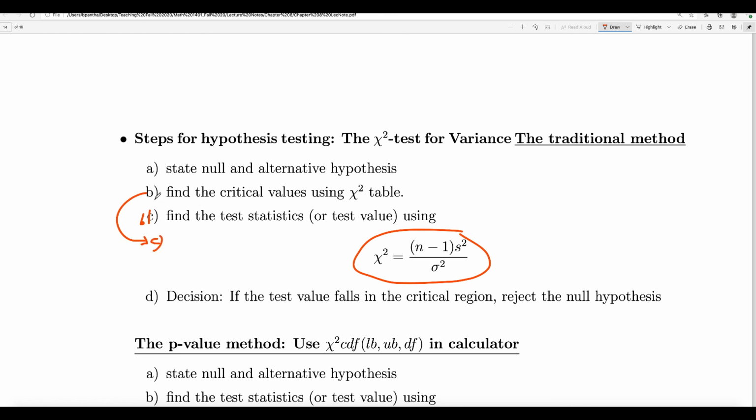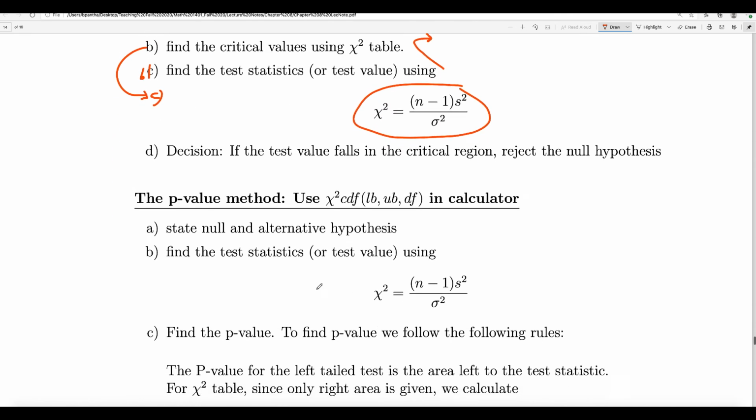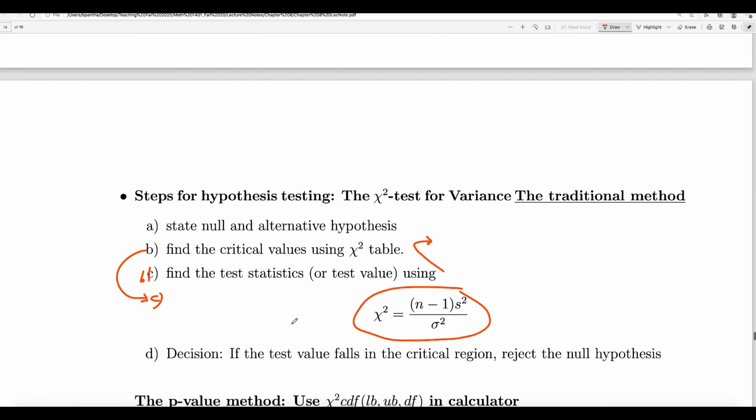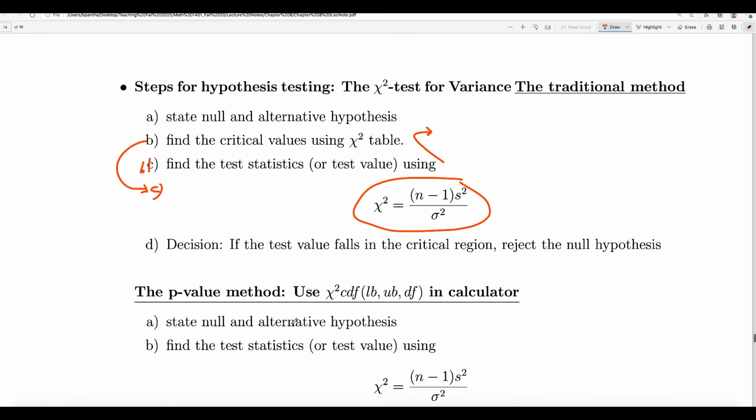Okay. First we find the test value, and then we will find the critical value. So first we will do the test value here, and then we will do the critical value later on. Similarly here, this is the test value. B is the test value and C is the P value. Okay. Let us go through these steps.